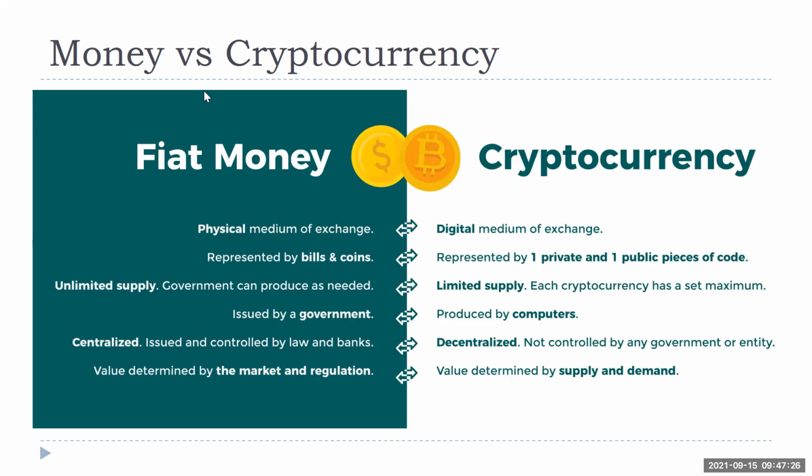Fiat money is issued by a government or a central bank. Cryptocurrency is produced by computers, because it is produced in a network, by miners like you and me. Fiat is centralized, issued and controlled by law and banks. Cryptocurrency is decentralized. There is no government or entity which is managing cryptocurrency. Fiat value is determined by market and regulation.